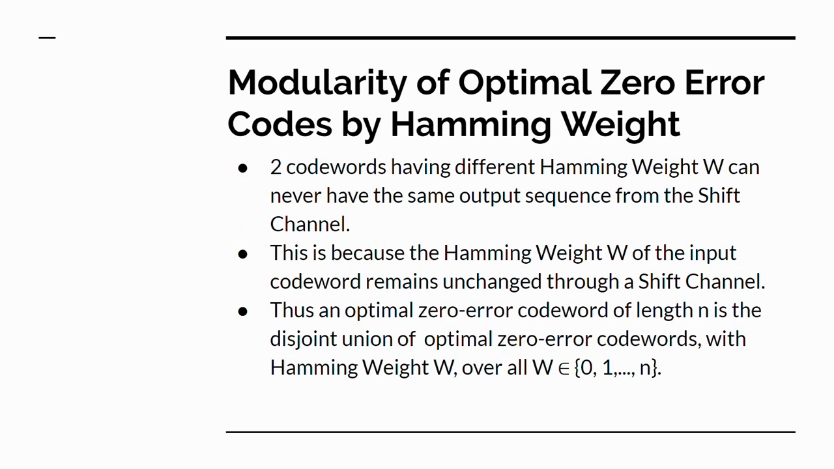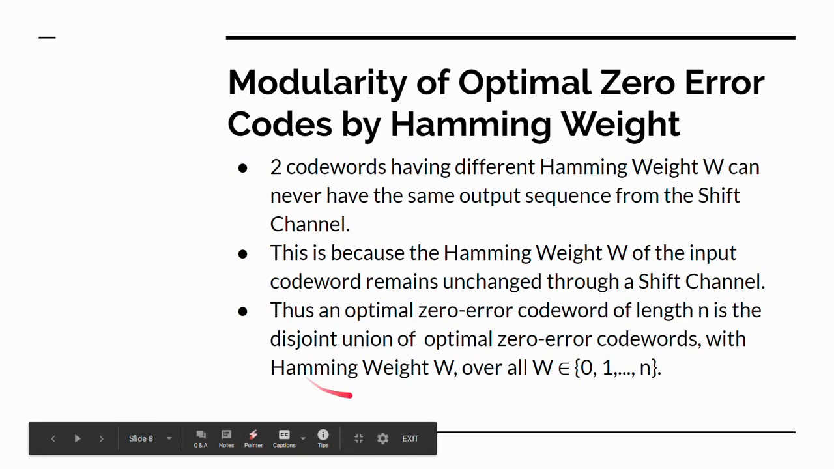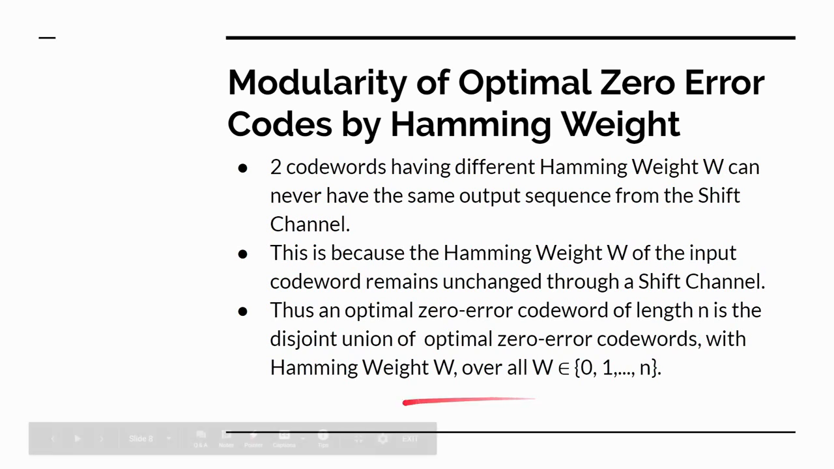So now two code words which have different Hamming weights can never have the same output sequence in the shift channel. This is because in the shift channel, as we previously said, the Hamming weights are preserved, and so different Hamming weights in the input correspond to different Hamming weights in the outputs, and then their sequences will be different. So as a consequence of this, we can restrict ourselves to constructing optimal codes for sequences with fixed Hamming weight W, and then we can construct the overall zero error optimal code words by taking all such W's from 0 to n.